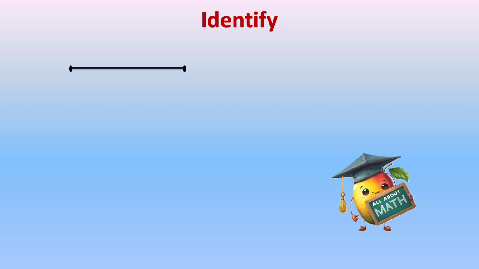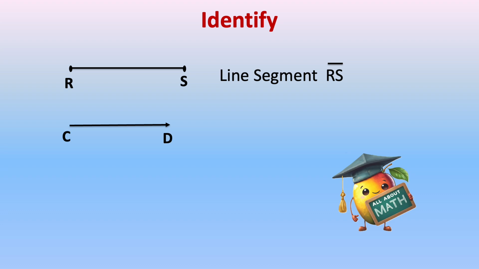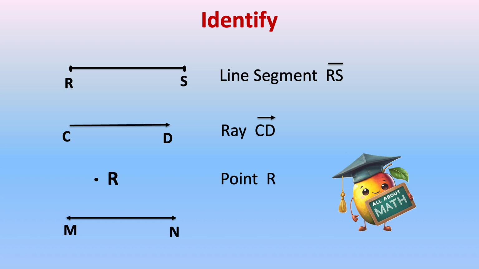Identify. So this is a part of a line which has two endpoints, and its name is RS. It's the line segment RS. Now this has an arrow and the name is CD, so it's ray CD. It's very easy. It's a point R and two arrows on both sides, and the name is MN. It's a line MN with the symbol of line over them.